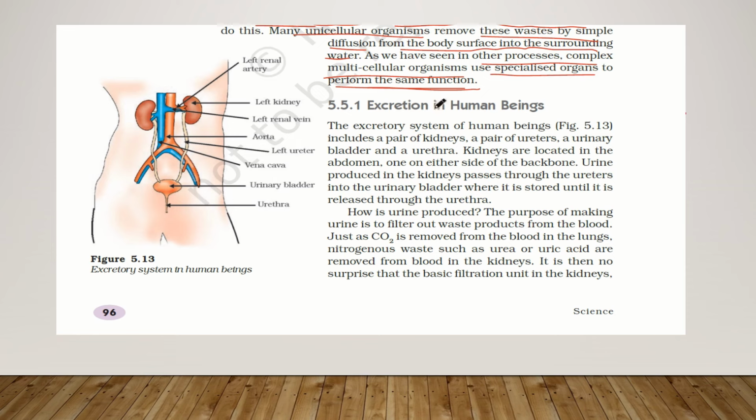Now, excretion in human beings includes a pair of kidneys, a pair of ureters, a urinary bladder and a urethra. So just see this diagram. This is a diagram of the excretory system in humans. These two are the pair of kidneys. This is the aorta, which is bringing oxygenated blood from the heart.